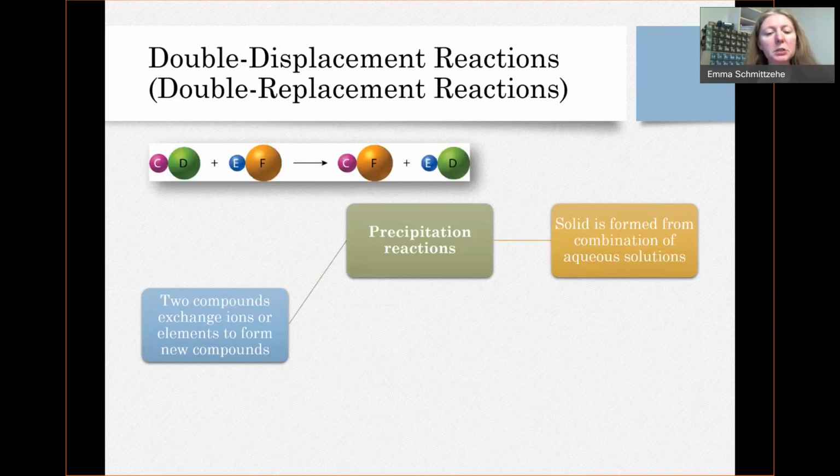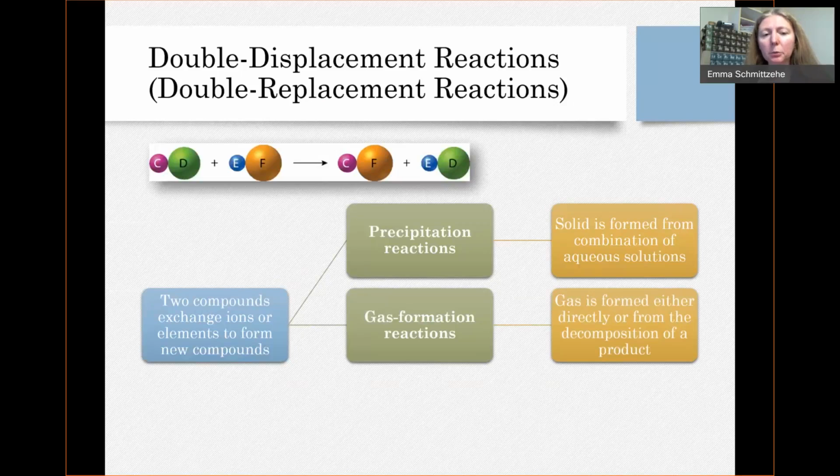The first one's precipitation reactions. So this is probably the most common type of double replacement reaction that you would run across. A precipitation reaction is a reaction where a solid is formed when you combine aqueous solutions. So you start with two liquids essentially, two solutions of things, and you put them together and you get a solid.